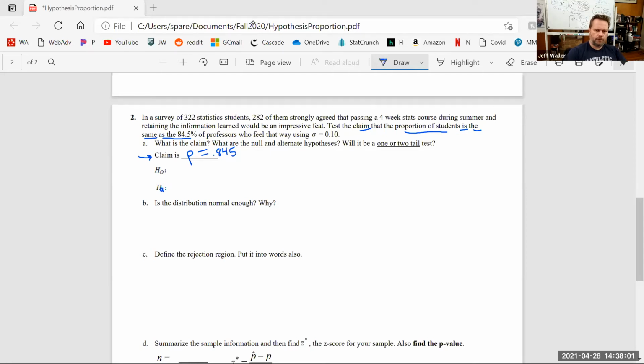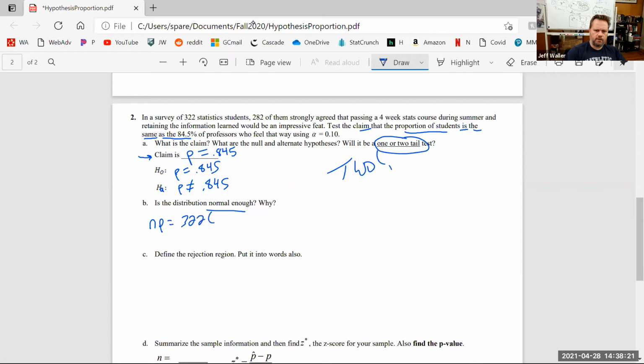So this is obviously going to go there. It's got an equal sign. So then the Ha is not equal to. So 1 or 2 tail? 2 tails. Good. Is it normal enough? Well, let's see. np, 322 times 0.845. What is that?